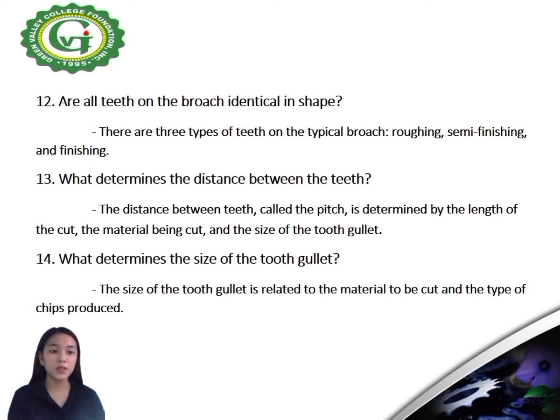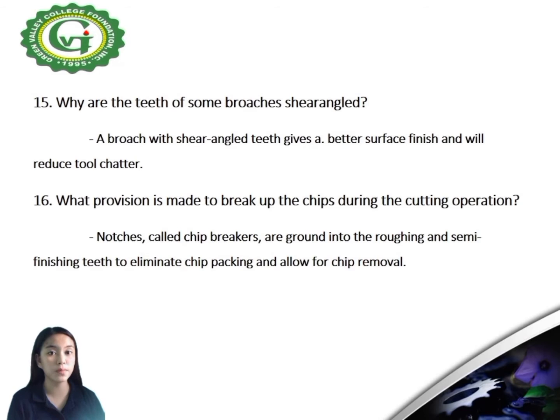What determines the distance between the teeth? The distance between the teeth is called the pitch. It is determined by the length of the cut, the material being cut, and the size of the tooth gullet. What determines the size of the tooth gullet? The size of the tooth gullet is related to the material to be cut and the type of chips produced.